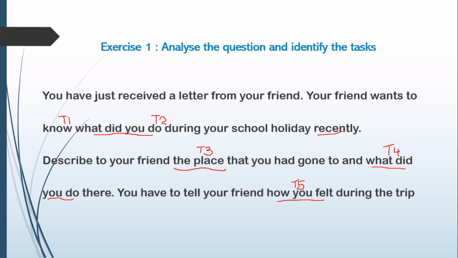So you have task number 1, because you have to reply the letter. Task number 2, what did you do during your school holiday? Remember, it's recently. Task number 3, what place did you go to? And task number 4, what did you do there? And task number 5, how did you feel when you were on that trip? Okay.